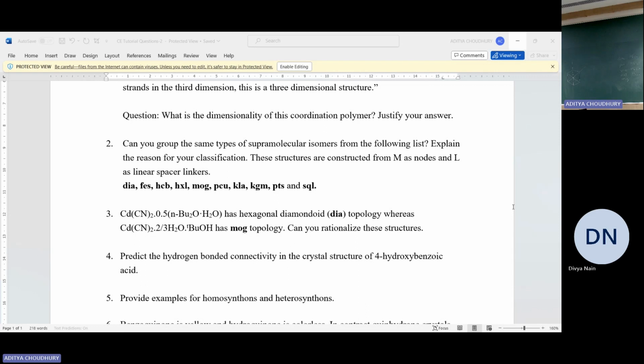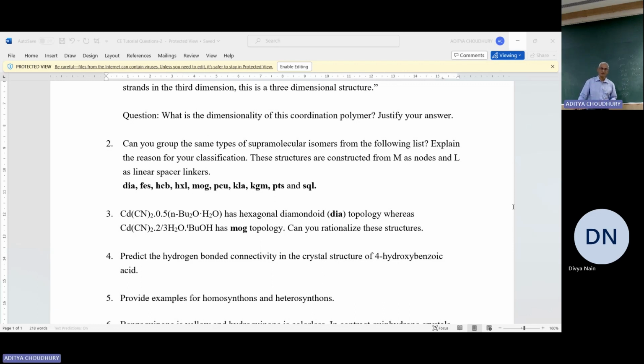But PTS and SQL, PCU, PTS, then PTS, PTT. Okay, now MOG. No, last one is SQLs. Oh, SQL. Oh, yes, SQL. Okay, MOG.